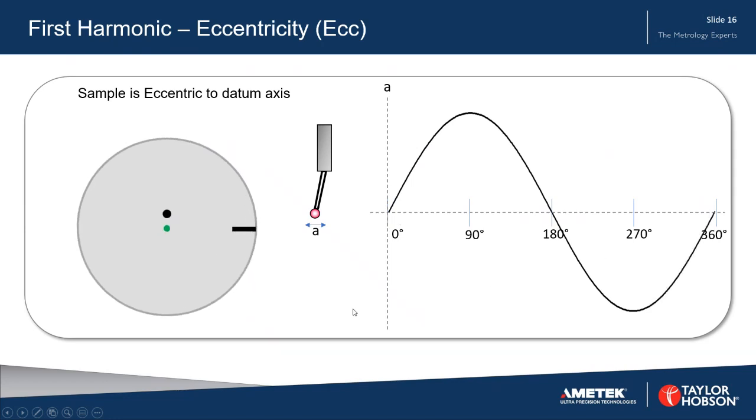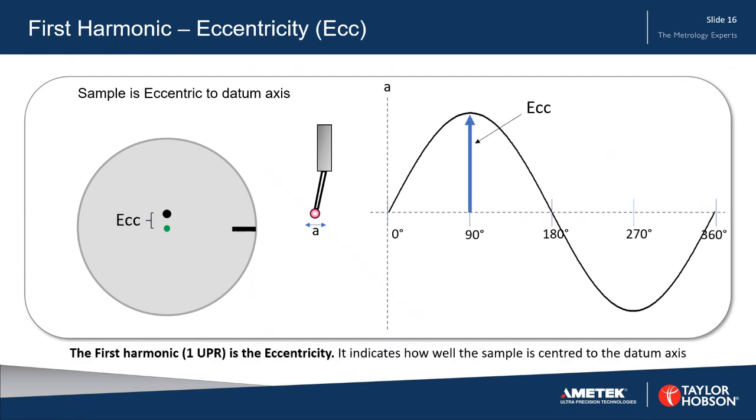So what does that tell us? This tells us the part's eccentricity, and it indicates how well we have centered the part on the instrument. It's always important to make sure that we center parts before we measure them, and this is a useful indication of that. This amplitude from the center to the peak is the eccentricity value.